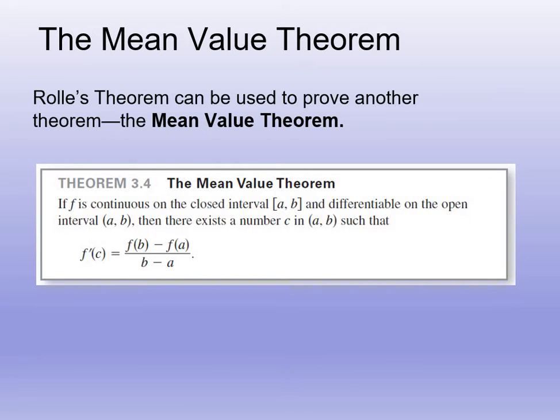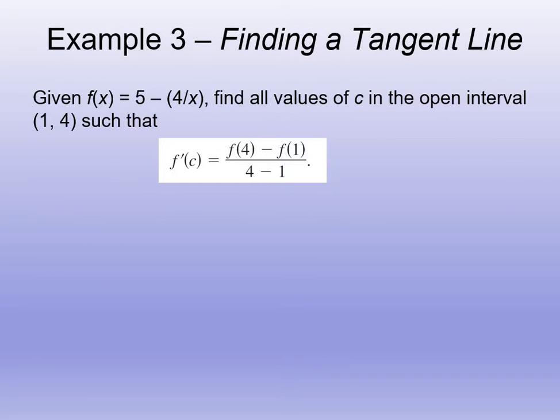It says if f is continuous on the closed interval from a to b and differentiable on the open interval a to b, then there exists a number c in the open interval a to b such that f prime of c is equal to f of b minus f of a divided by b minus a. Lo and behold, you should recognize that as slope, right? y2 minus y1 divided by x2 minus x1. So essentially the slope that you've learned about all these years is really just the mean value theorem in essence. So let's do this function here.